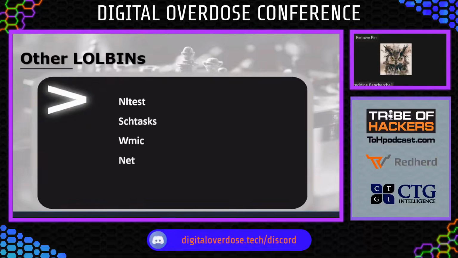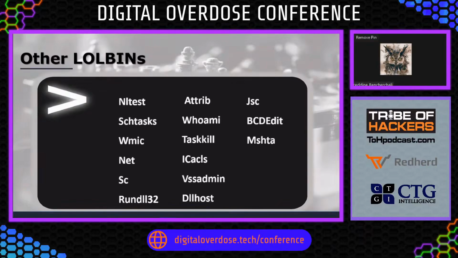So we've only taken a look at a couple of living off the land binaries, but there are so many more. For example, we didn't look at attrib, taskkill, icacls, vssadmin, etc. I highly invite you to take a look at the other tools and how they are being used on my blog, where I detailed everything.